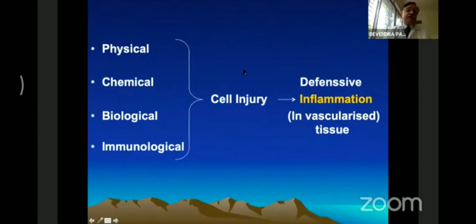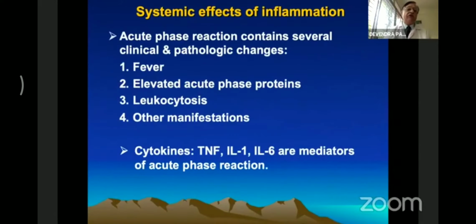Please remember the difference between infection and inflammation. Inflammation can be caused by physical, chemical, biological, and immunological injuries, right? Infection is only because of biological microorganisms, but inflammation can be caused by all the different causes.